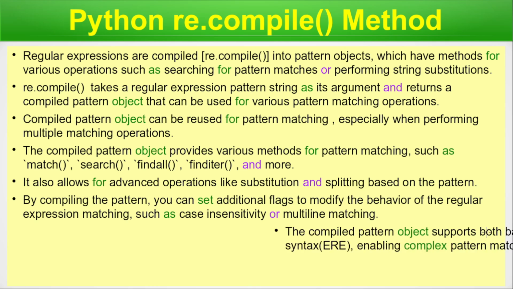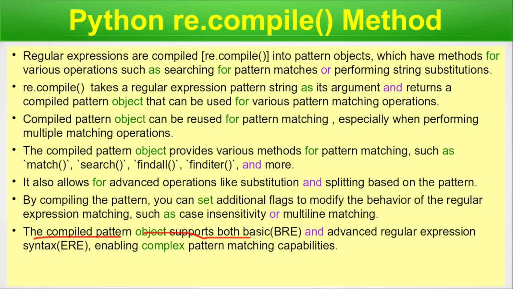We will cover later. The compiled pattern object supports both BRE and advanced regular expression syntax, that is ERE. So BRE and ERE are the property of the POSIX, and by compiling the regular expression code, it is connected to the POSIX, thus enabling complex pattern matching capabilities. That means it connects to the POSIX through the compilation and enables both BRE and ERE. Obviously there will be a flag to control either of them. Generally we use ERE, that is the advanced one, because that is a superset of BRE in usage perspective and features perspective.